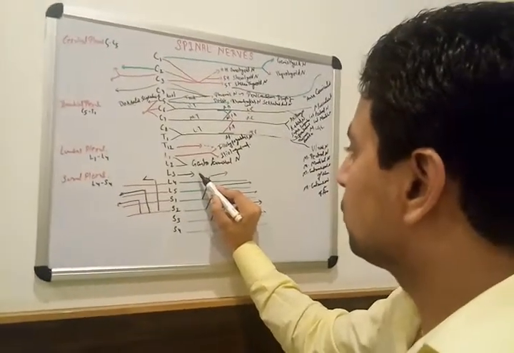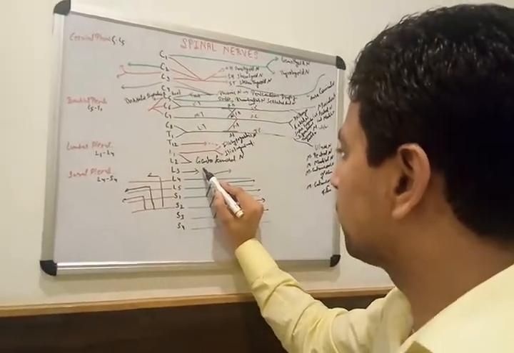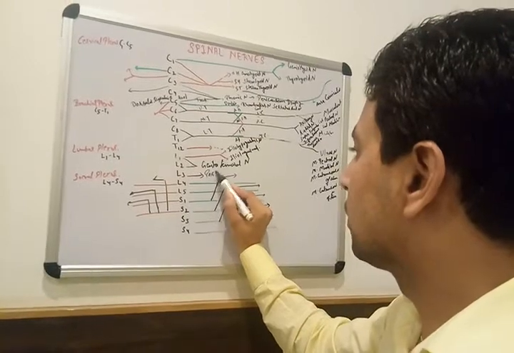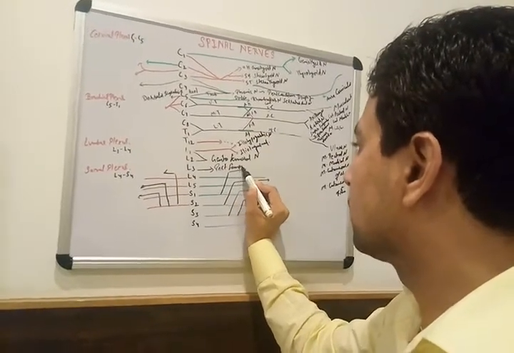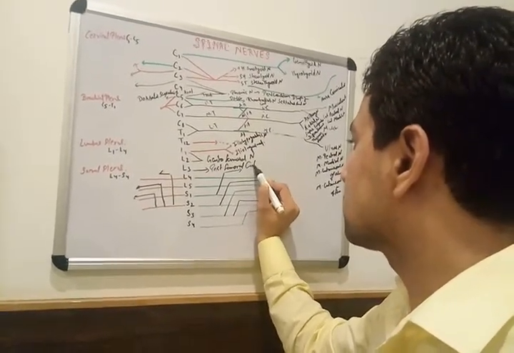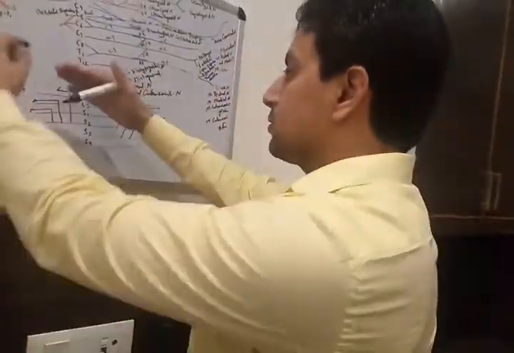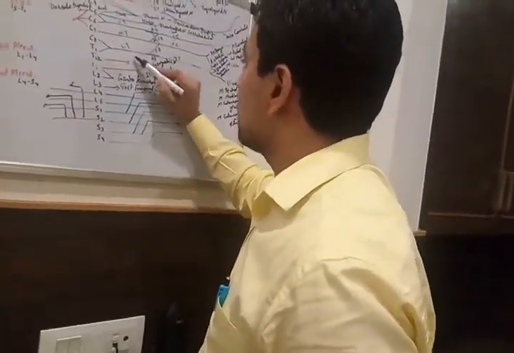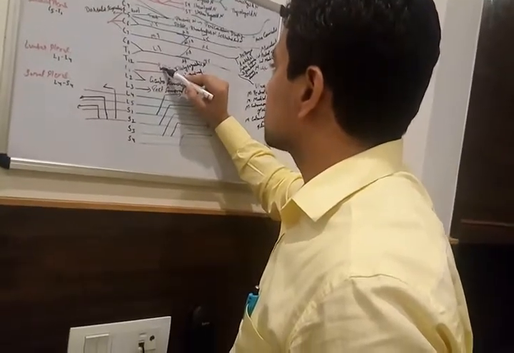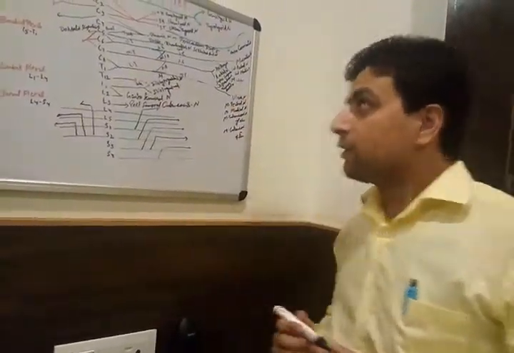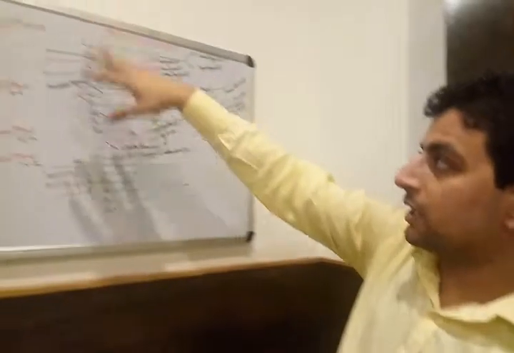Okay. Then L3 includes here, the posterior femoral cutaneous nerve. In case of the lumbar plexus, this is anterior from L1. It's the anterior division.